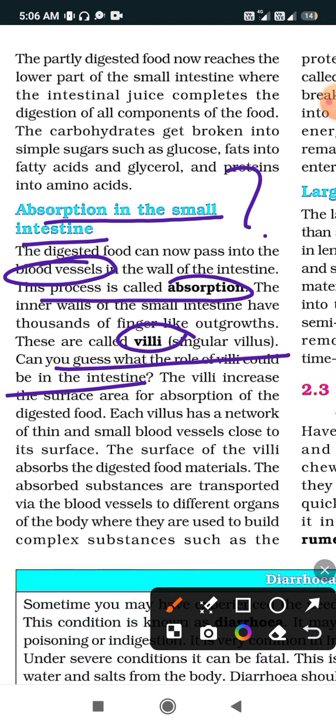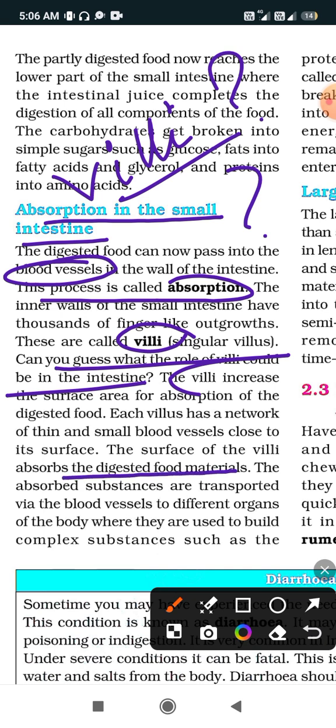Villi increase the surface area. Villi increase the surface area for absorption of digested food. Clear? Each villus has a network of small blood vessels. Clear? So villi increase the surface area and absorption of food takes place in the small intestine. So what is the reason complete absorption takes place in the small intestine? Because of the presence of villi. Clear? The surface of villi absorbs the digested food material.